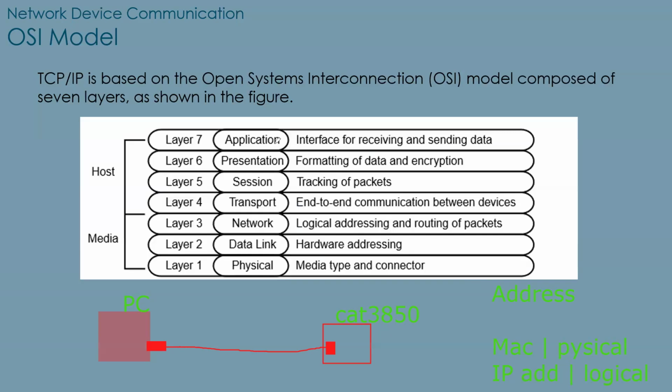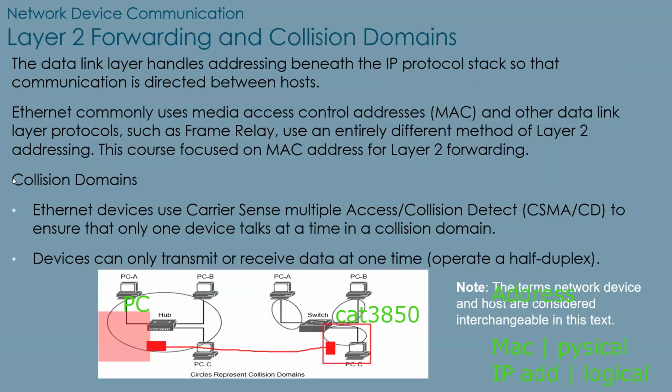So the point here is this: when I send one packet from PC number 1 to PC number 2, how will the communication happen? How will these layers play their role? That's the thing. So let's try to understand.